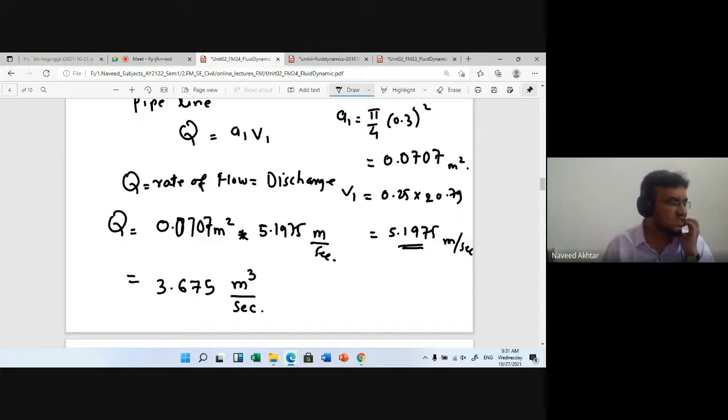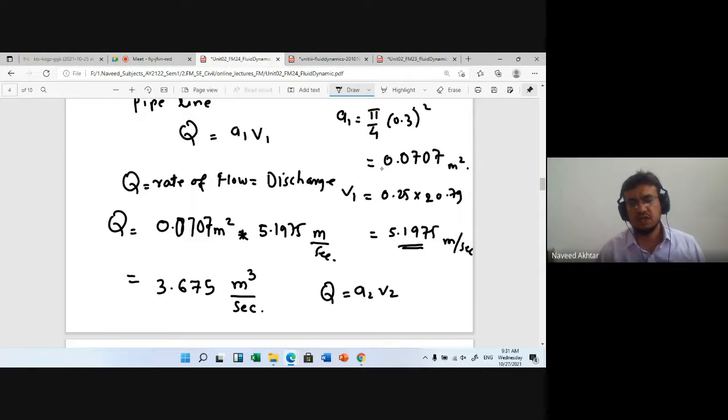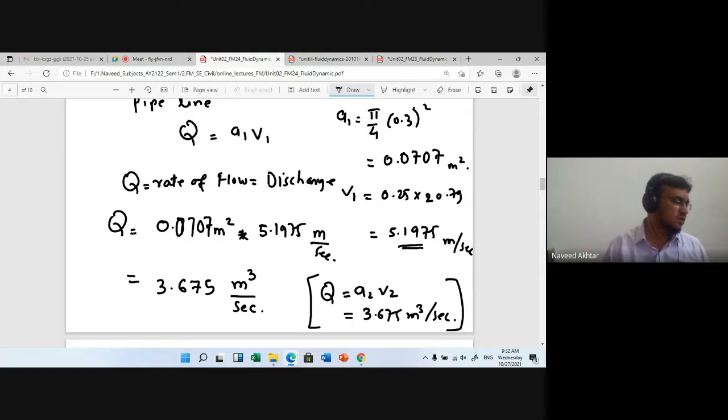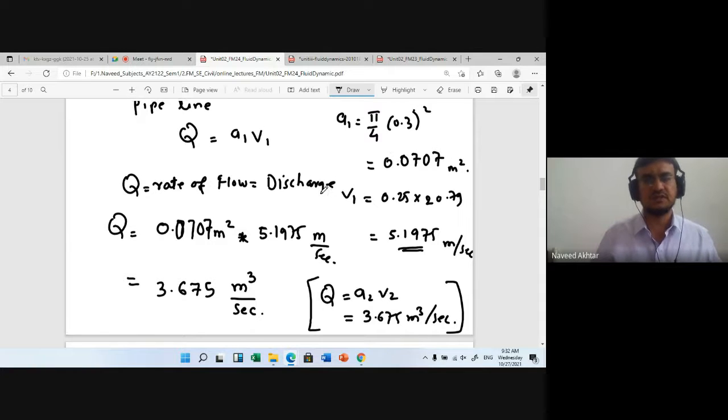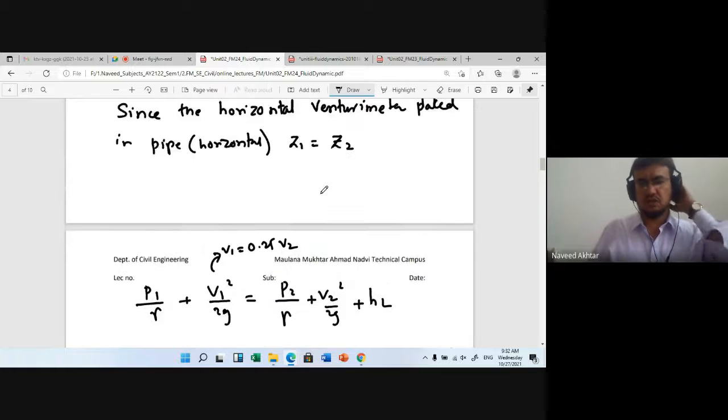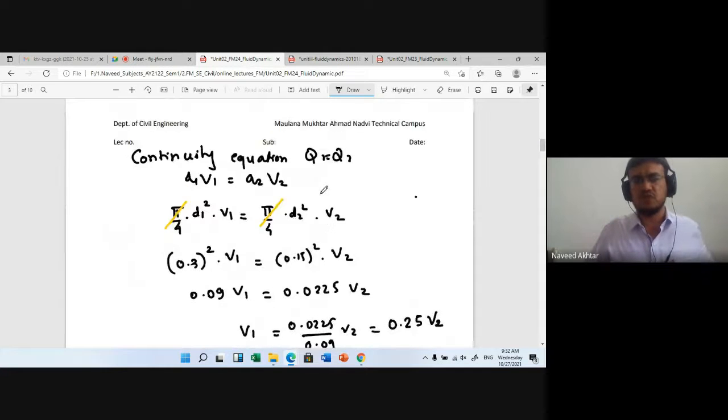So this you can find out. Or discharge you can also find out that Q is equal to A2 into V2. The value will be the same, it will come 3.675 meter cube per second. Any of these values you can put, it will give the same discharge. So this is the Venturi problem, how to solve.